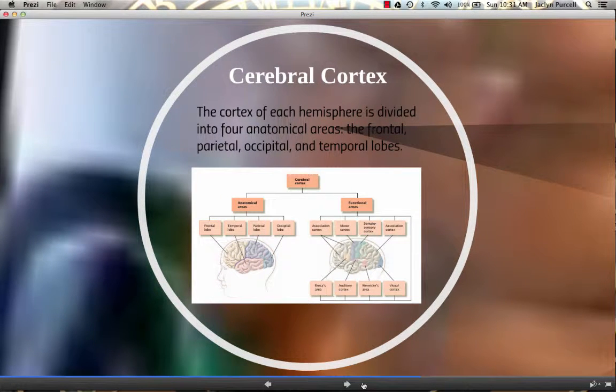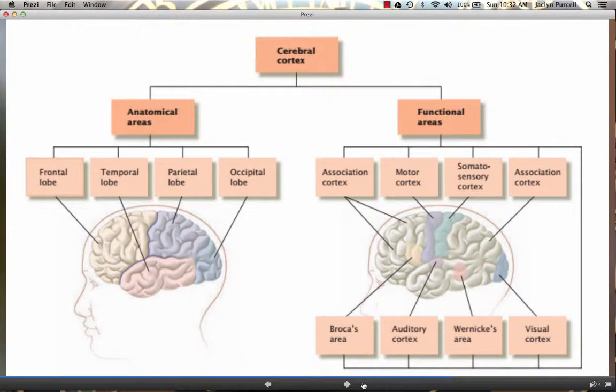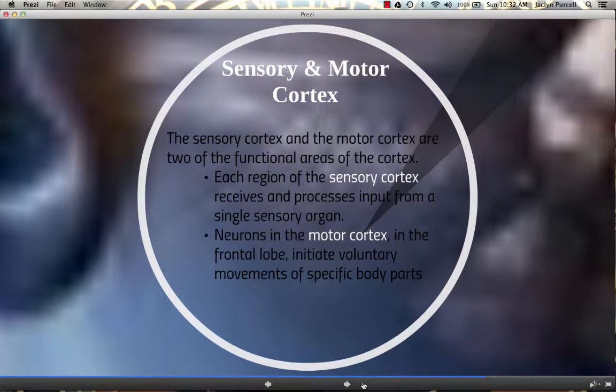The folds of the cortex produce ridges or fissures on the brain's outer surface. Several deep ridges make convenient markers for dividing the cortex of each hemisphere into four anatomical areas: the frontal, parietal, occipital, and temporal lobes. Sensory and motor cortex. The sensory cortex and the motor cortex are two of the functional areas of the cortex.